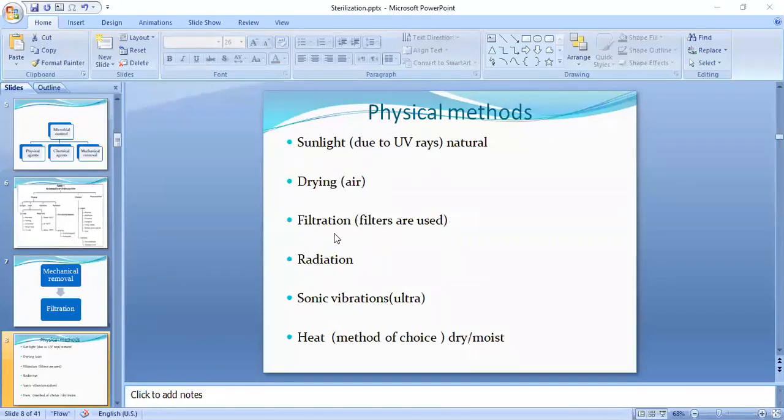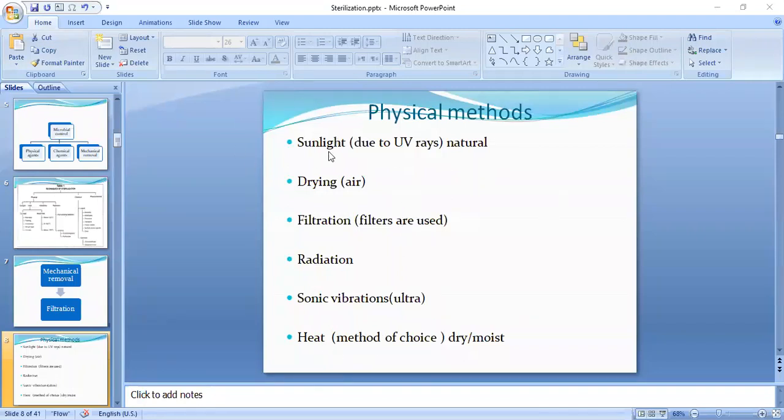Radiation is also one of the methods. The radiations degrade the proteins, and they degrade the nucleic acids. Sonic vibration is one of the physical methods, and the heat.